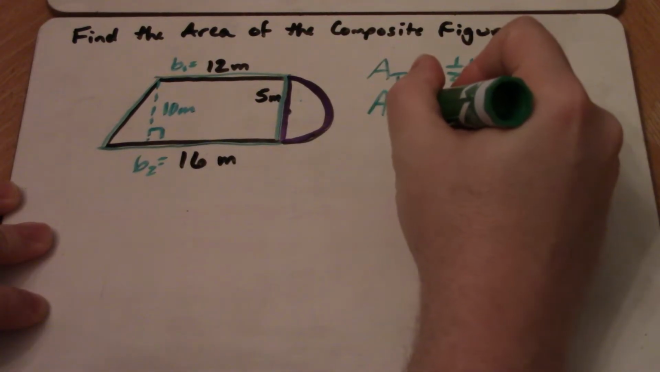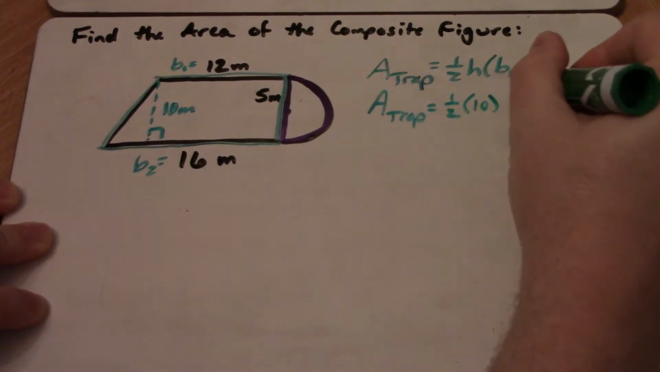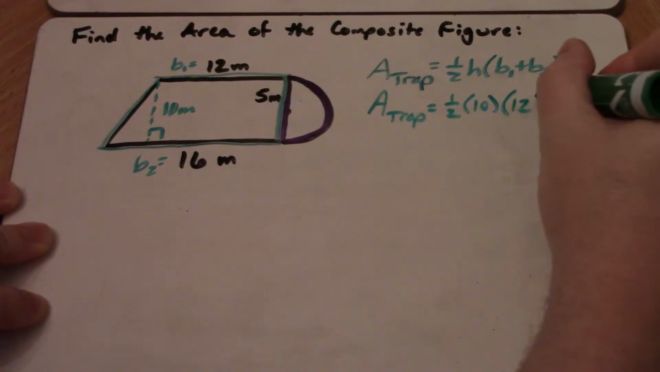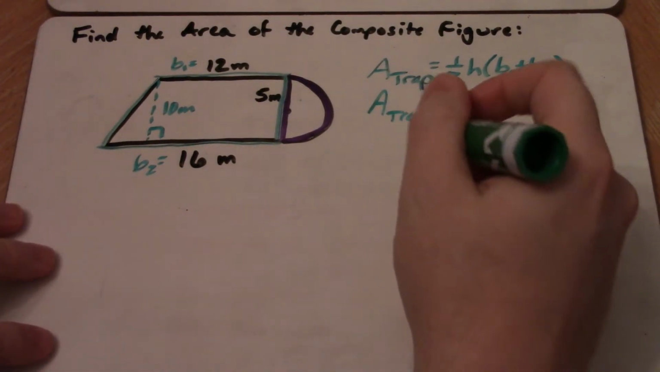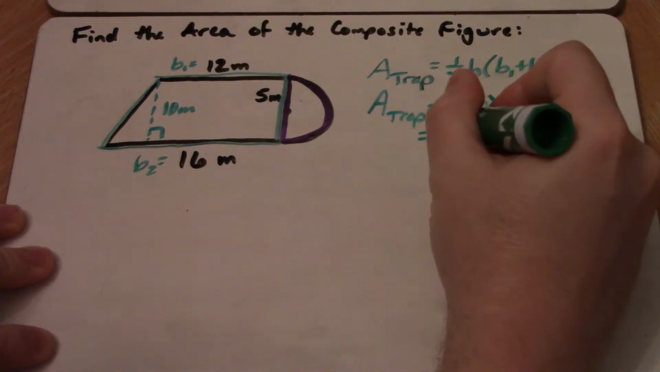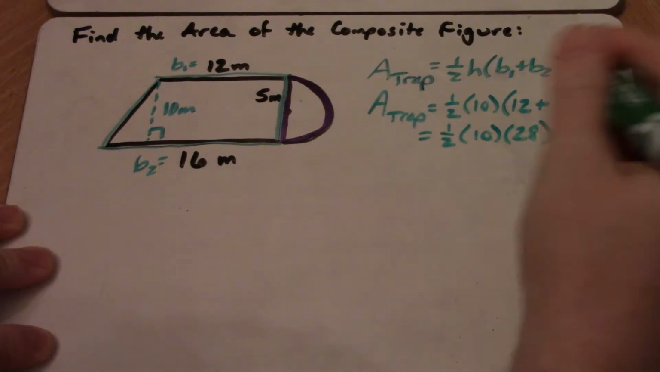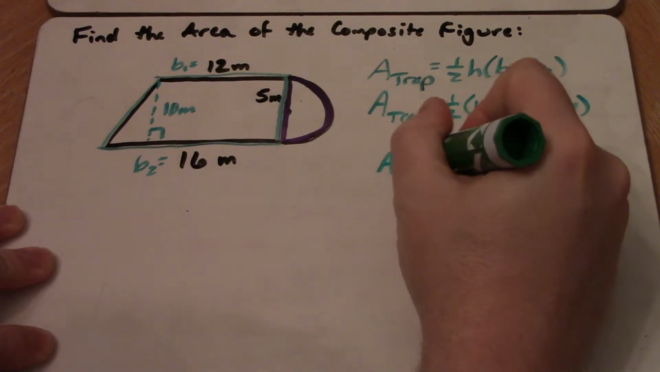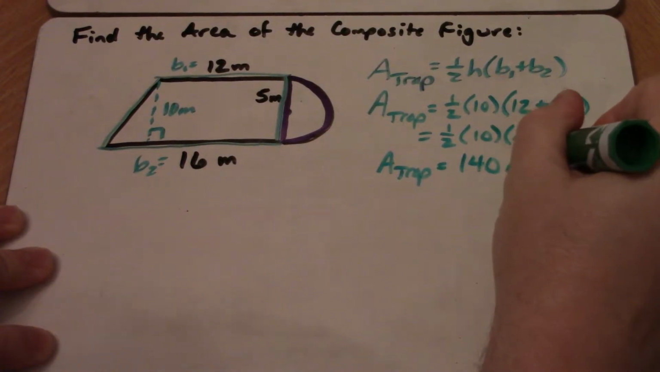So for the area of the trapezoid, we're going to do 1/2 times the height, which is 10, times base 1 plus base 2, which is 12 plus 16. That would be 1/2 times 10 times 28, or 140 square meters.